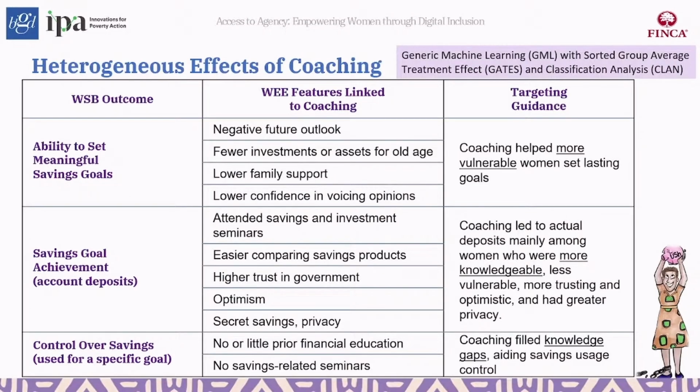So when it came to the savings outcome of being able to set a meaningful goal, it was actually the more vulnerable women who had a stronger impact of coaching, meaning that coaching helped them summon the wherewithal to set a goal. And these were women who had negative outlooks, who had very little family support, not much of an outlook for their old age.